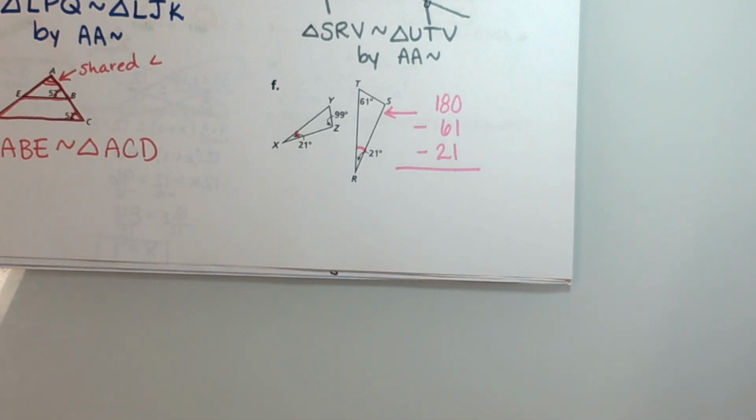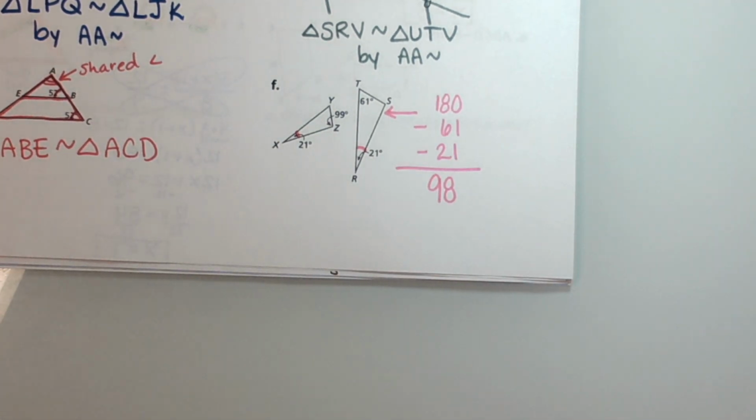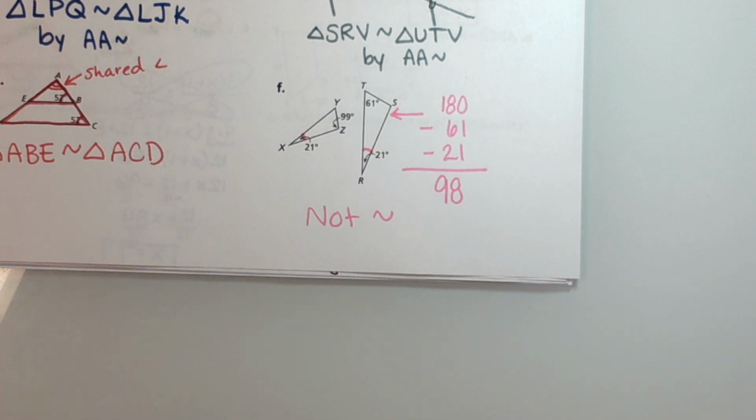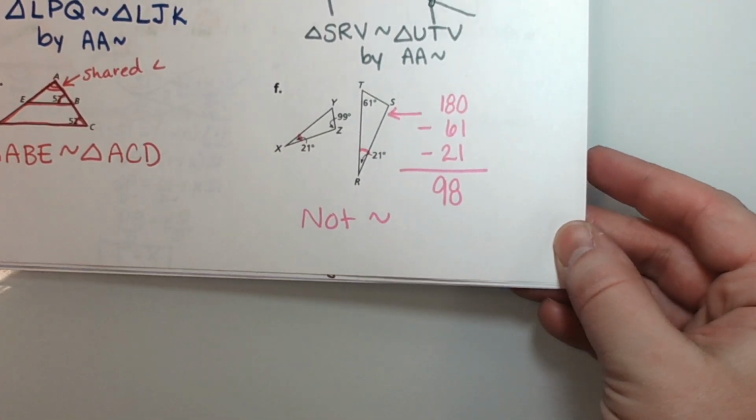I believe you get 98. And if you get 98, what's that mean about the triangles? They're not similar. If you have all three angles in one triangle and two angles in the other, that's enough to see if you've got two pairs of congruent. Okay. Last thing you're going to see today is on the next page, and it's going to look familiar because it's going to continue to come up.